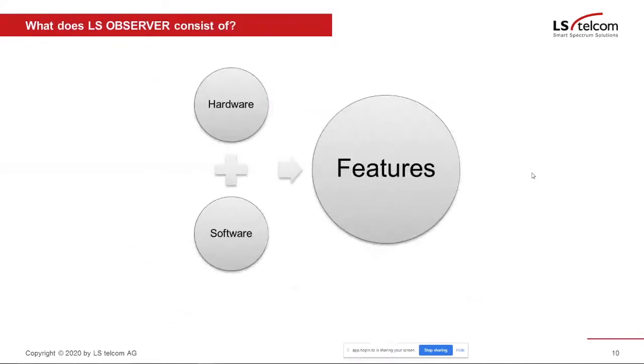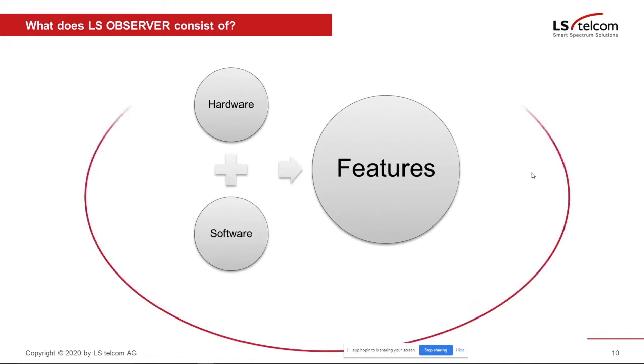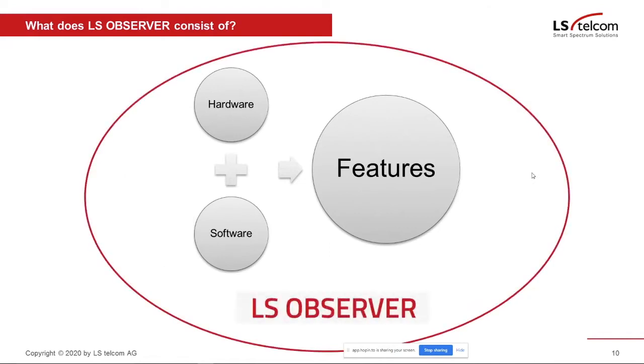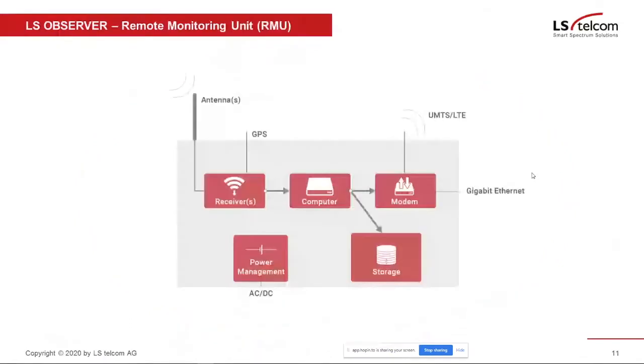What does LS Observer consist of? On one side, the hardware of our remote monitoring units, where we also have our own direction finding system, which is very unique on the market. And then we have our LS Observer CMS, central monitoring software, which controls everything. And this combination is LS Observer and allows for a wide range of powerful features.